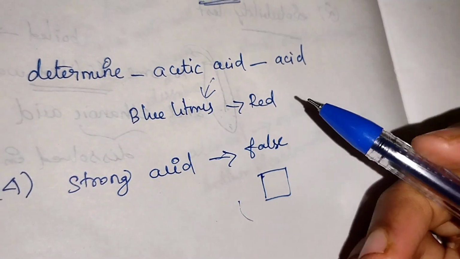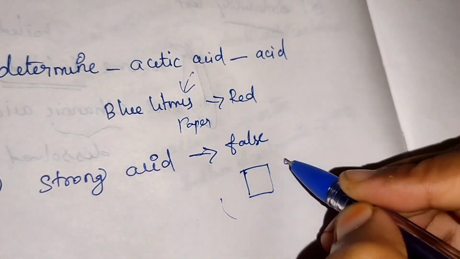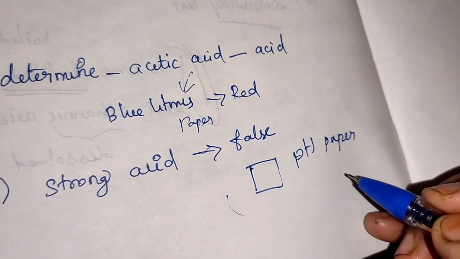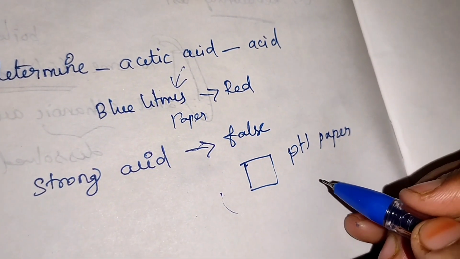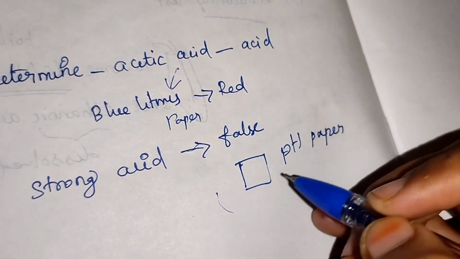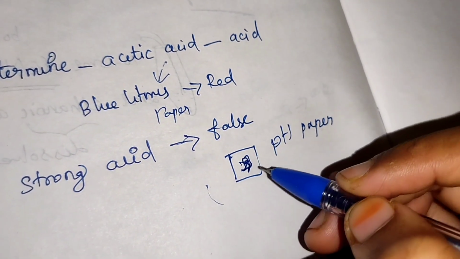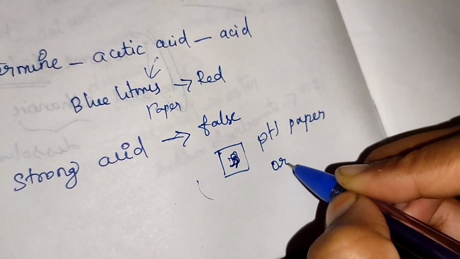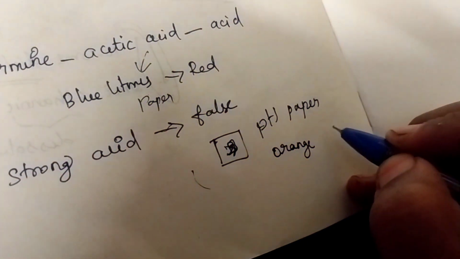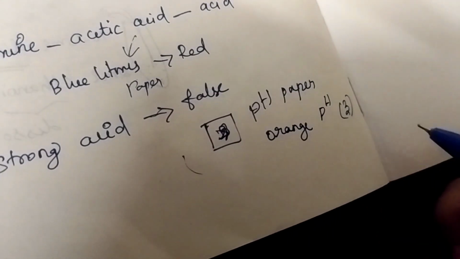See, in the previous reaction I took litmus paper. But here I am taking pH paper, pH scale paper. By using this I can say whether an acid is a strong acid or weak acid. I am taking pH paper and putting a few drops of acetic acid. What color does this pH paper turn? Orange color. Orange color means in the pH scale the value is 3.